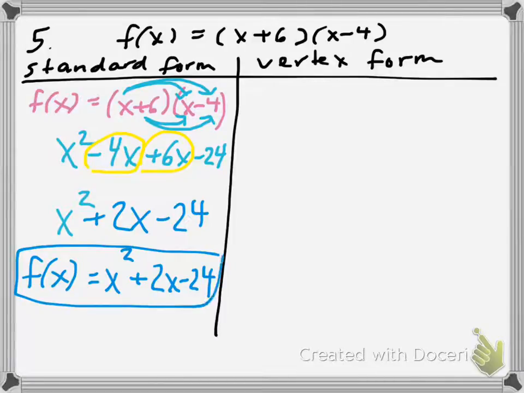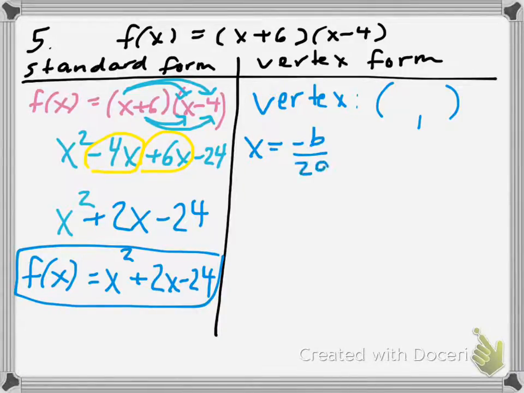Now that I wrote it in standard form, I can write it in vertex form. So to write it in vertex form, one option, besides completing the square, is to find the vertex. So in order to find the vertex, to find the x-coordinate, I'm using the formula negative b over 2a, or opposite of b over 2a. So I need to identify a and b. So looking back at standard form, on the left side, a is the number in front of the x squared, that's a 1, and b is the number in front of the x, that's a 2.